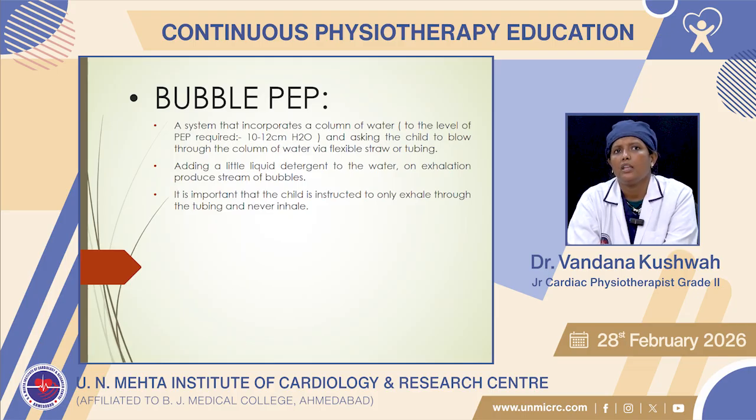Last is bubble PEP. It is a system that incorporates a column of water, to the level of the PEP required, 10 to 20 cm H2O, and asking the child to blow through the column of water through flexible straw tubing and adding a little liquid detergent to the water. On exhalation, it produces the stream of bubbles.